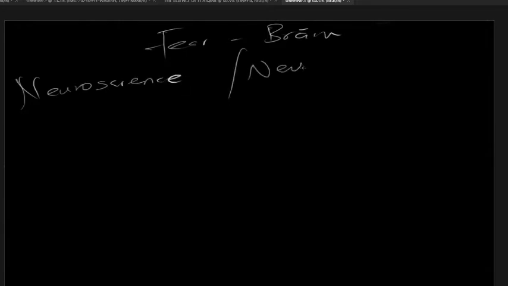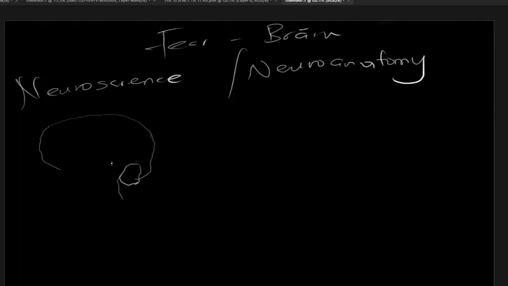Neuroanatomy, that is the study of the nervous system in simple terms, helps us to understand really what happens in the brain. Let me give you a quick sketch of the brain before we proceed. Let's say this is the brain, and then you have the cerebellum and the brain stem.